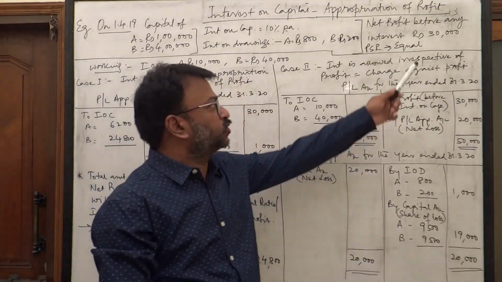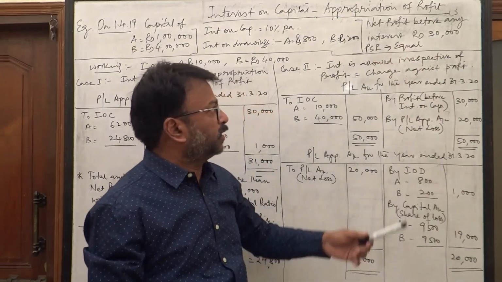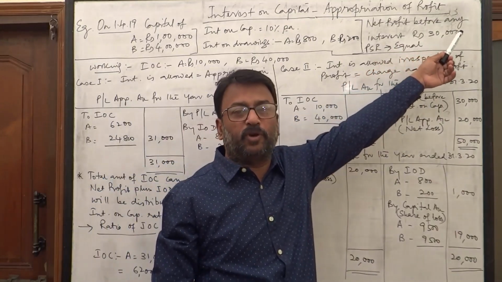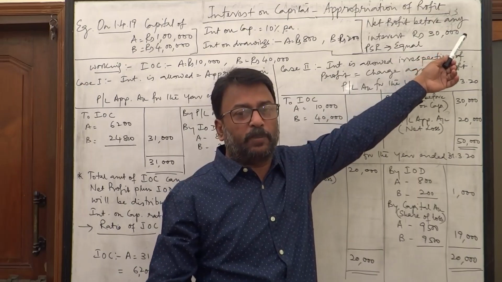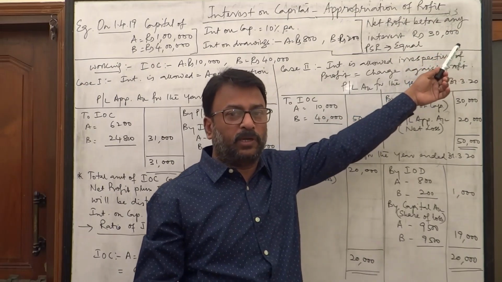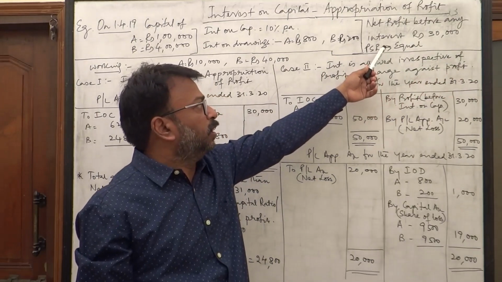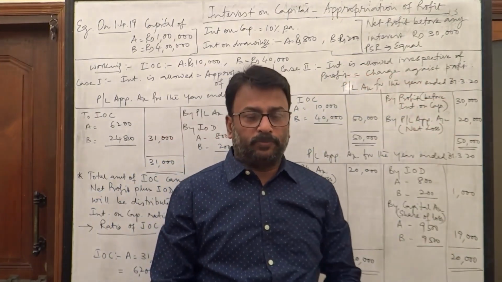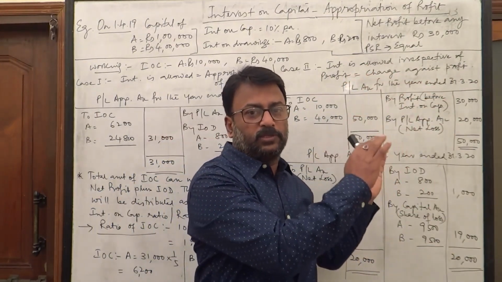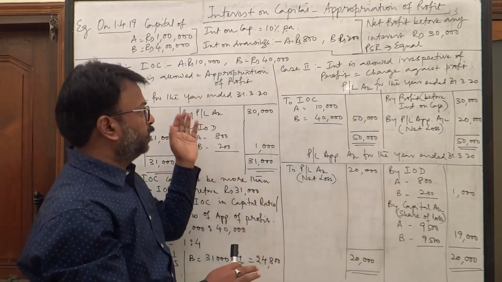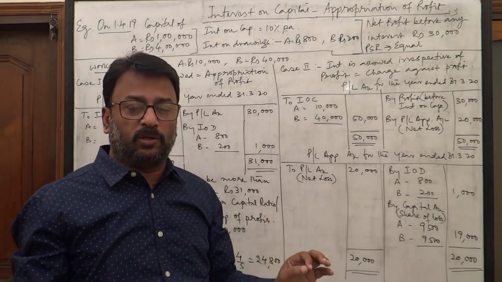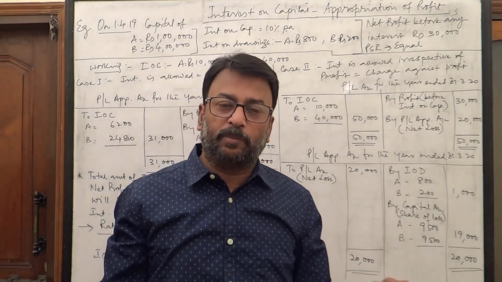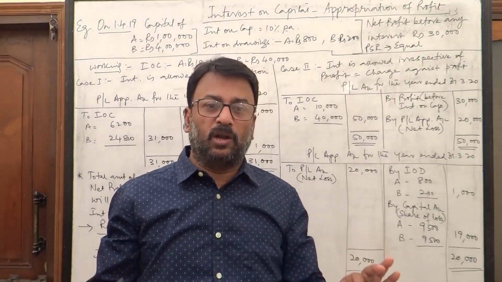Now net profit is also given in the question, that is 30,000 rupees before any interest on capital or interest on drawing; both have not been considered. Fine. PSR is equal. Now with this example, I have tried to explain two different cases. Case number 1, interest is allowed. It is mentioned in the partnership deed that interest is allowed.